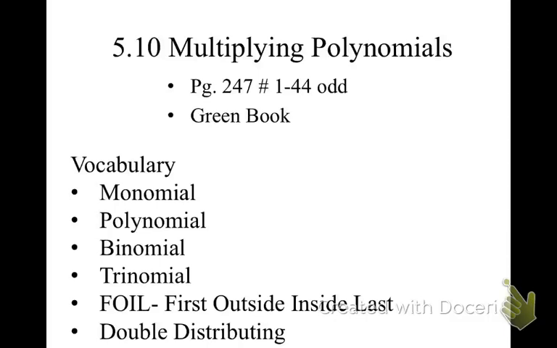This is section 5-10, multiplying polynomials, monomials and polynomials. You're doing page 247, number 1 through 44, odd in the green book.